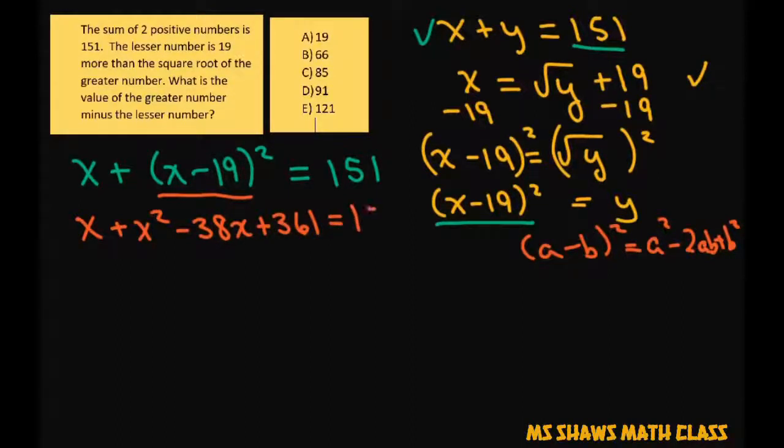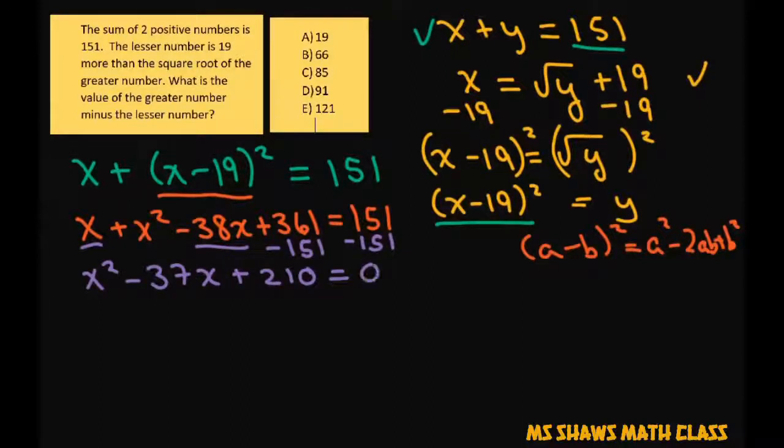equals 151. Since this is a quadratic, I'm going to move everything to the left-hand side and factor. So I'm going to combine those. So this is x squared minus 37x, because negative 38x plus 1x is negative 37x. And I'm also going to subtract 151 from both sides of the equation. So that's going to be plus 210 equals 0.